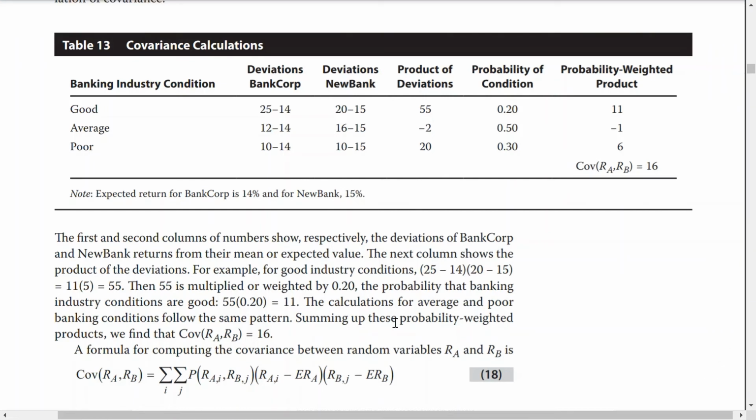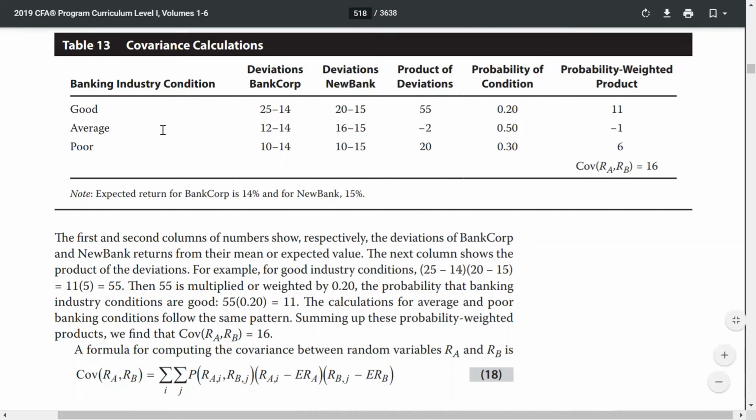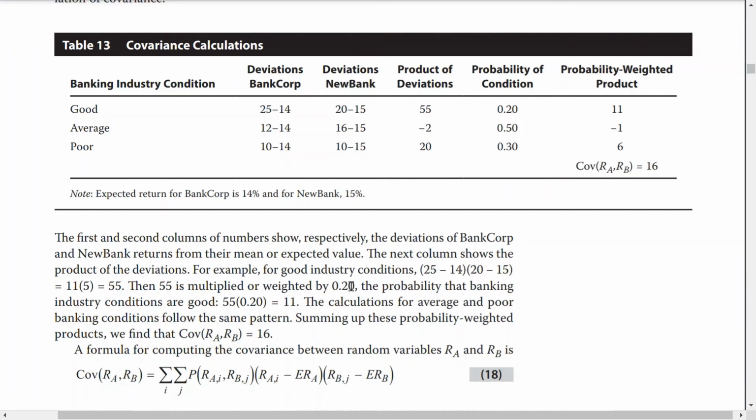The next column shows the product of the deviations. For example, for good industry conditions, this would be around 55 multiplied by 0.2, the probability of 11. The calculations for average and poor banking conditions follow the same pattern. Summing the probability weighted products, we find the covariance of A and B to be 16.